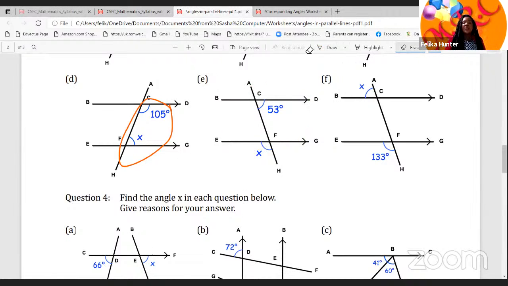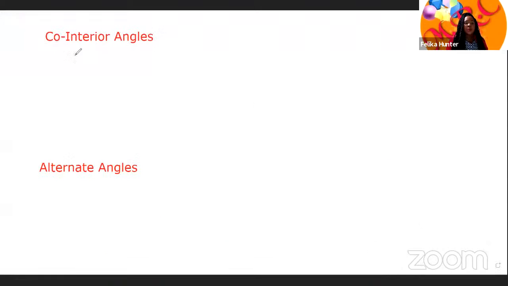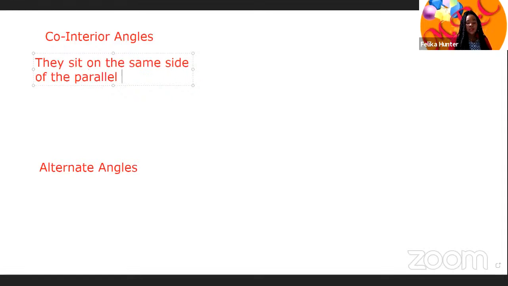All right, so let's write this down in your book for me now. You have that definition already. You're going to write a second definition. They sit on the same side of the parallel line on the inside.